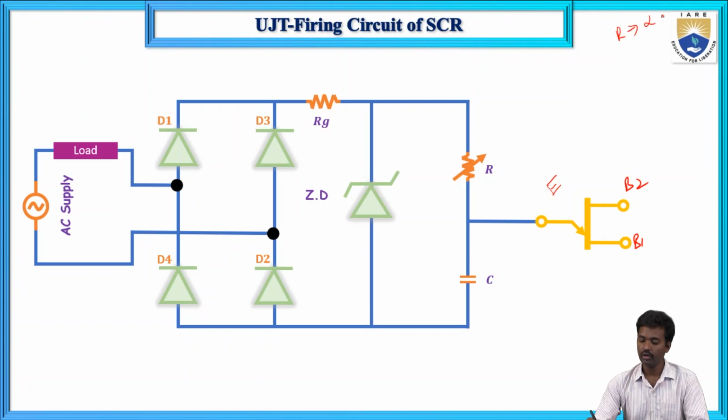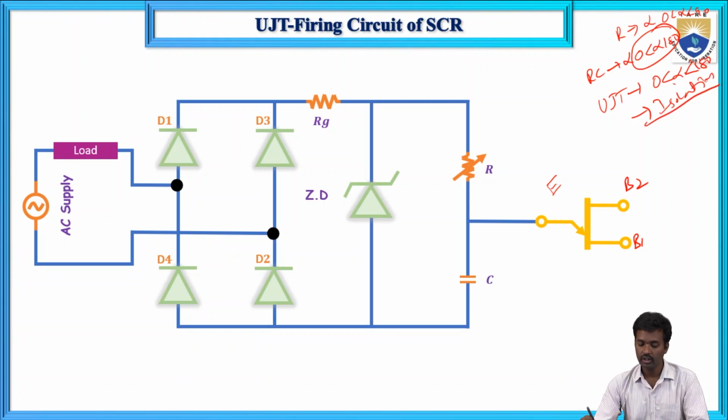the R firing circuit can give an alpha value of 0 to 90 degrees only. In the RC, alpha is 0 to 180 degrees. In the UJT also, alpha is 0 to 180 degrees, and the main thing is there is isolation between the gate drive circuit and the supply. So electrical isolation is compulsory, and this is the most important part.